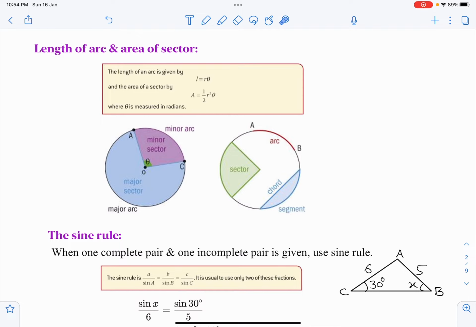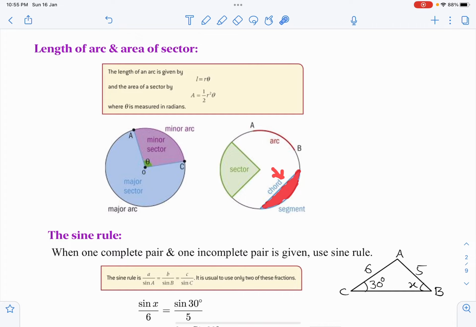Similarly, here is a comparison between sector and segment. Sector, as I already told you, is the part between two radii and the arc. That part is called sector. But segment is the part cut off by a chord of a circle from the part of the circle. So it has nothing to do with the radii. This section is called segment.